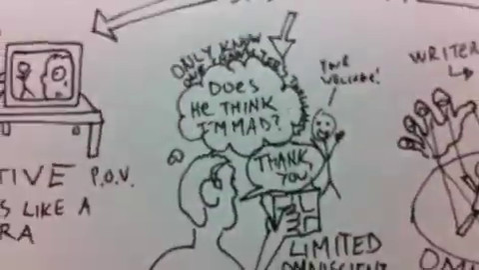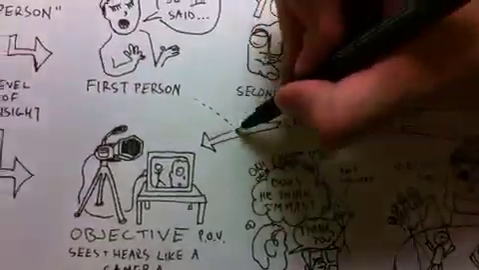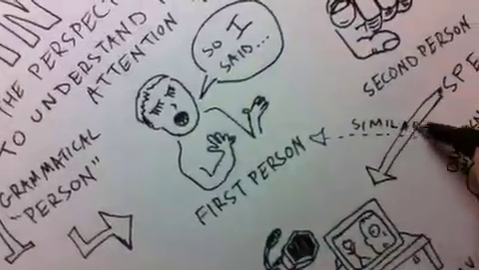All three of these are kinds of third person, and you can see that there's a big similarity between first person and limited omniscient because, of course, we only know what one person thinks in first person as well.